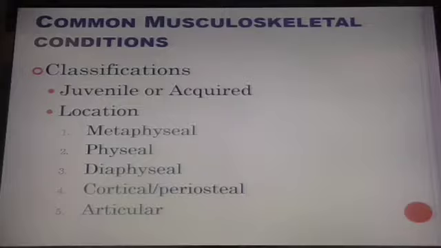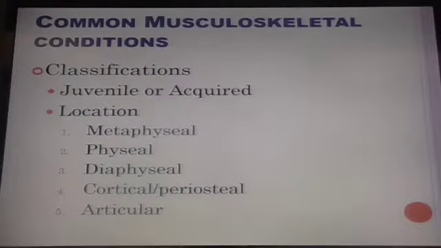The classifications of conditions in the musculoskeletal system, they're either juvenile or acquired. Now, bone responds in two ways with injury or insult. It's either going to proliferate or it's going to lyse. That's all they know to do. It depends on the location, and it depends on the age of the pet or the animal, because they're going to look the same.